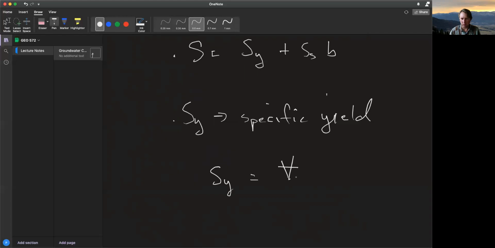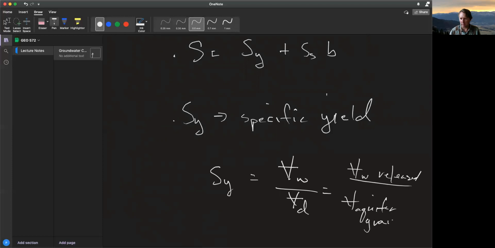the volume of water released over the volume of aquifer gravity drained. So this is V water released, and this is the aquifer gravity drained.